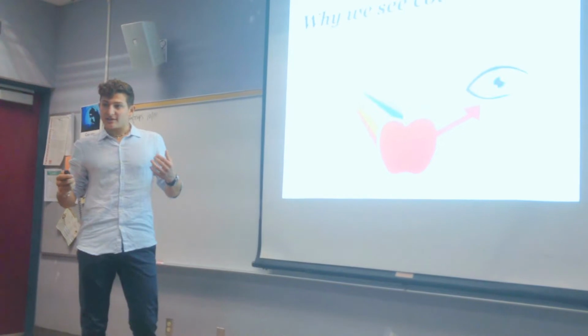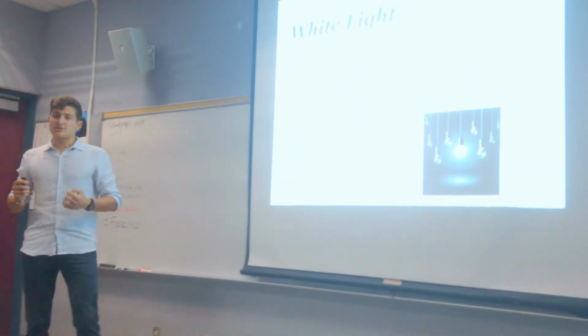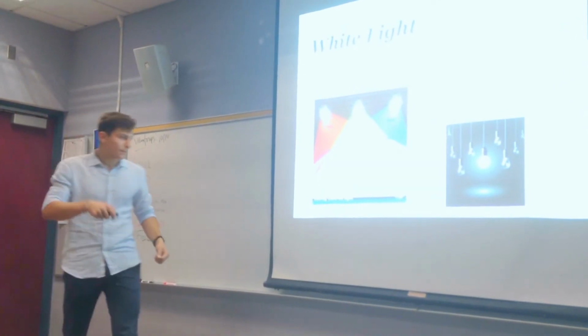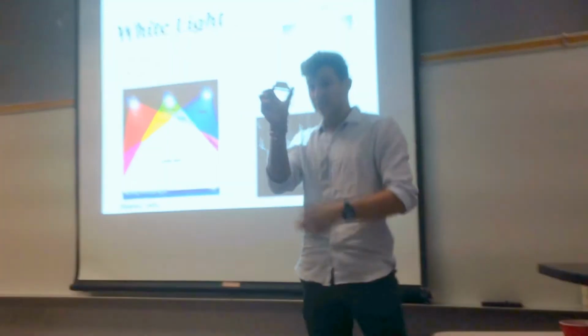some objects, like the sun or a light bulb, produce light. We call this white light because it combines all of the wavelengths of the visible spectrum, which appear as white. This can actually be proven with a pretty easy experiment. It's called the prism experiment.